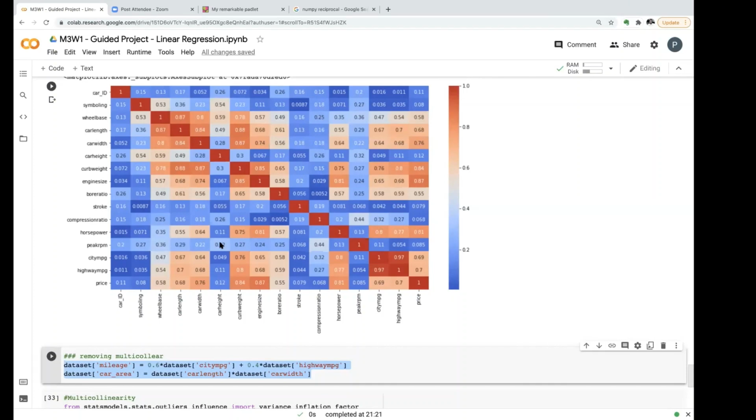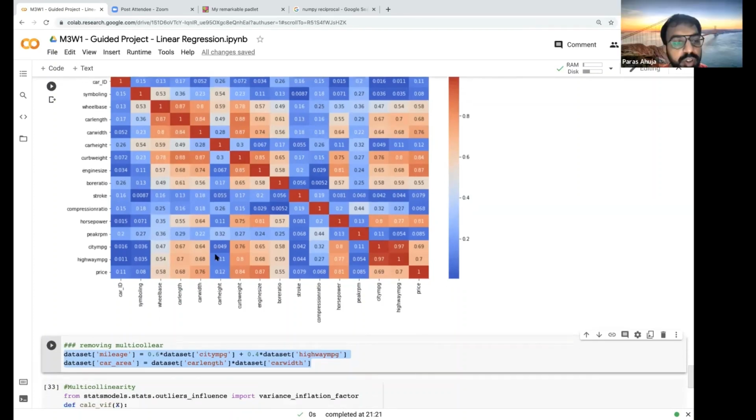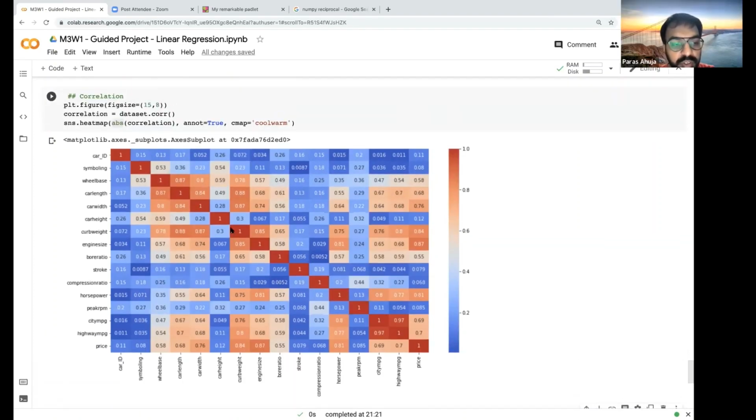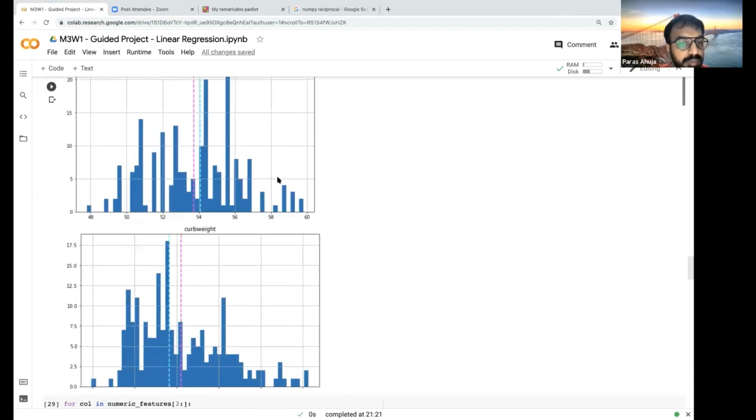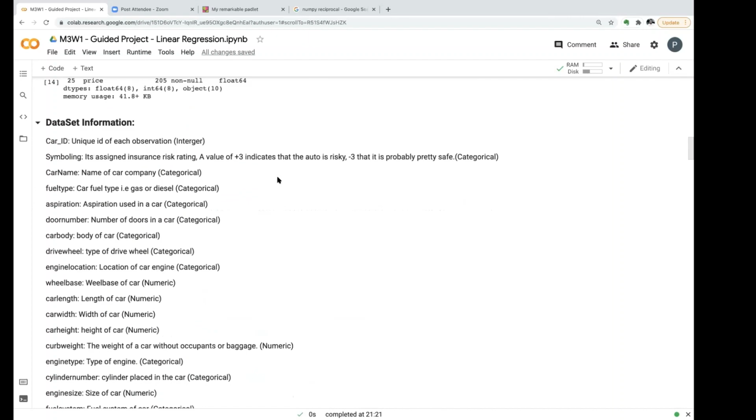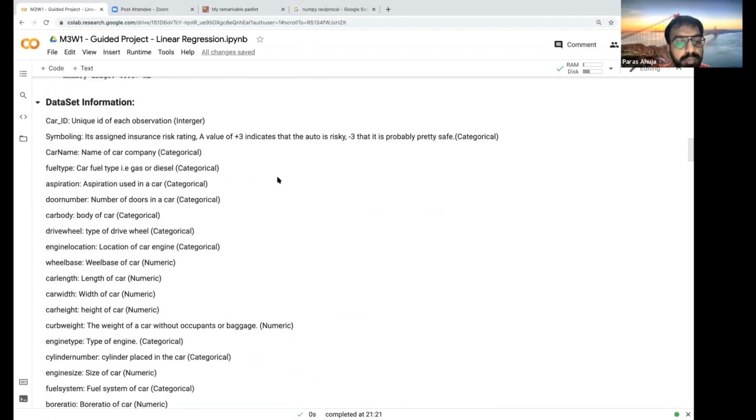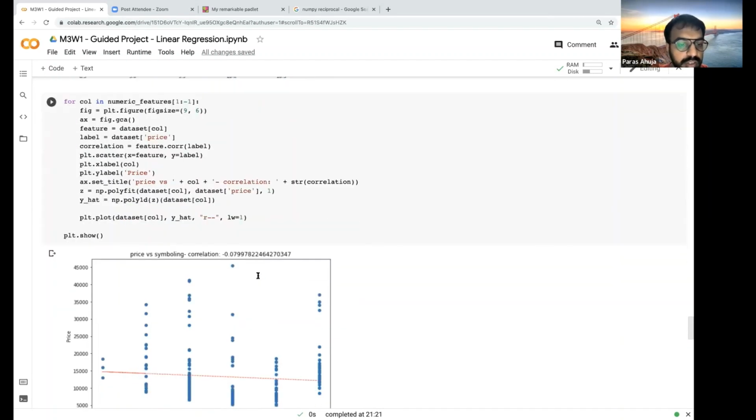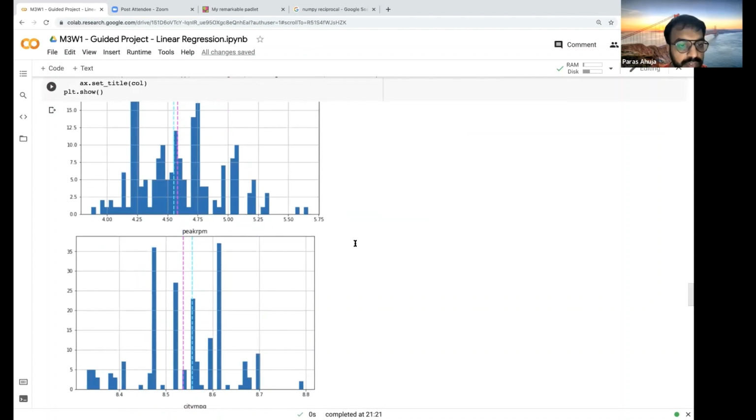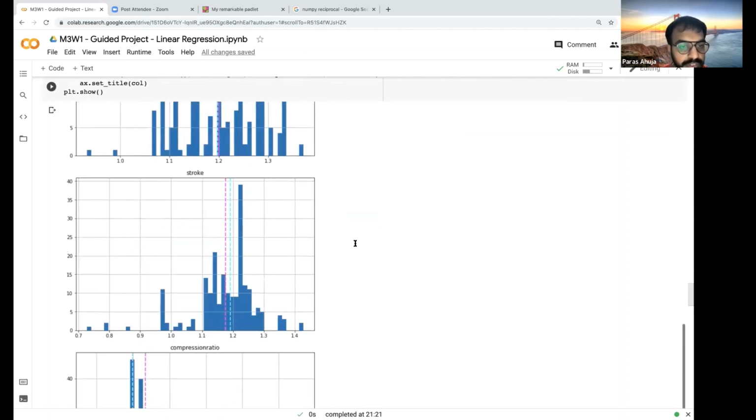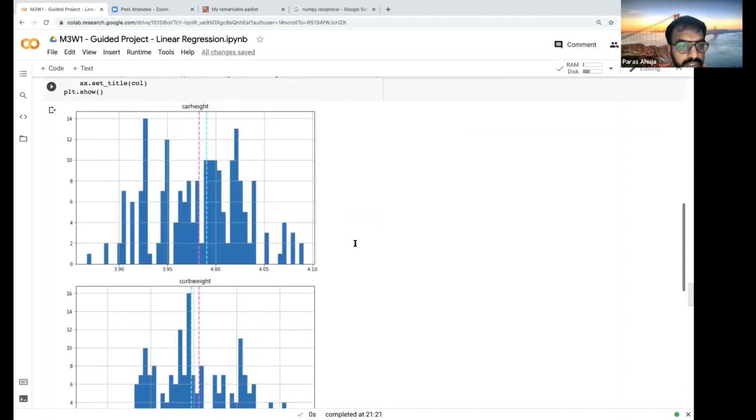Okay. So we can't do a similar thing here, right? We don't even know what curve weight is, right? Does the definition help us? The weight of a car without occupants or baggage. That is curve weight. And if you see the curve weight graph, there is curve weight, compression ratio, stroke, bore ratio, engine size.